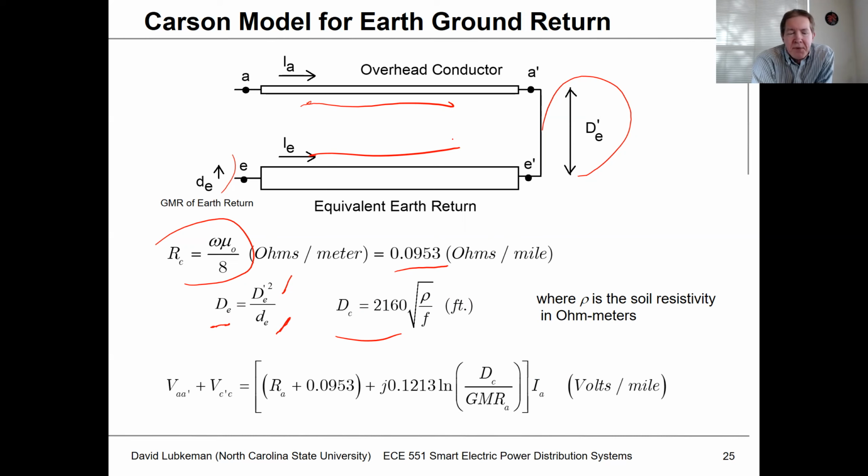This is going to be our net voltage drop in the system, where this net voltage drop is going to be related to the current IA by RA of the overhead conductor plus this dirt earth resistance of 0.0953 plus j 0.123 times the natural log of D sub E over GMRA. So what's interesting in this case is it's not really related to the actual distance, but it's related to the soil resistivity, and it's related to frequency. So anyway, this is what's referred to as Carson's equations. This gives you the impact of the Earth return.